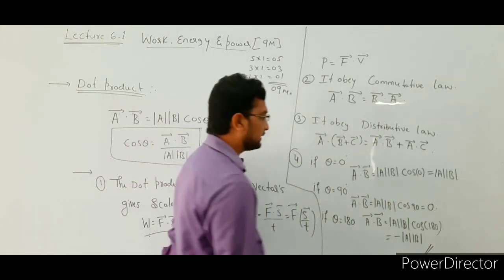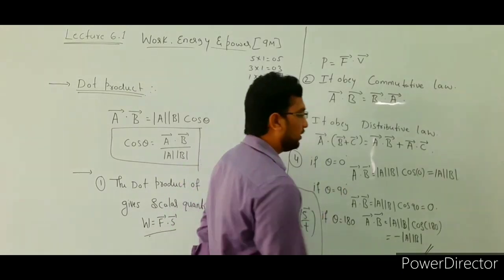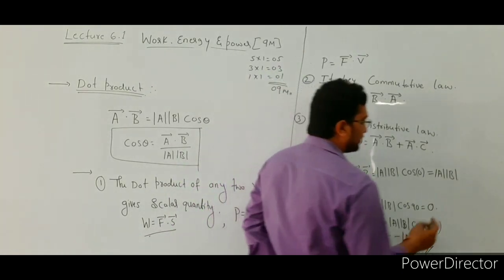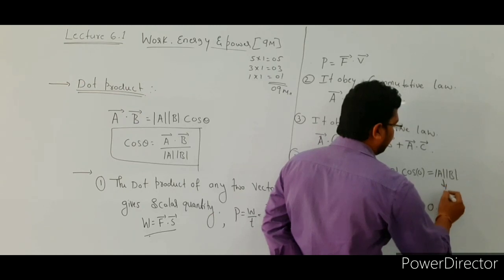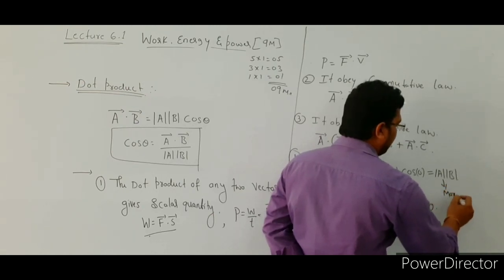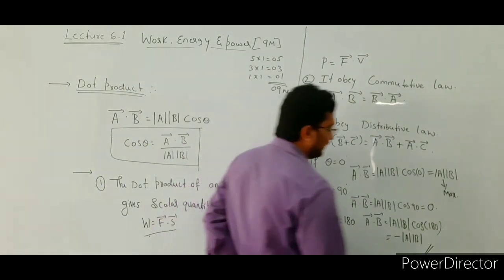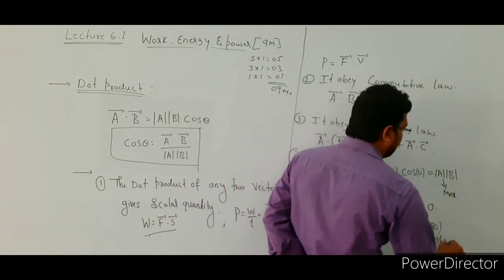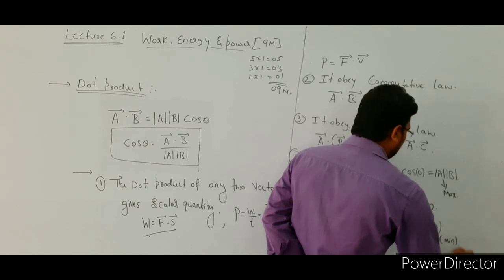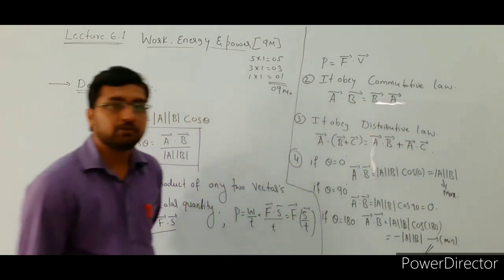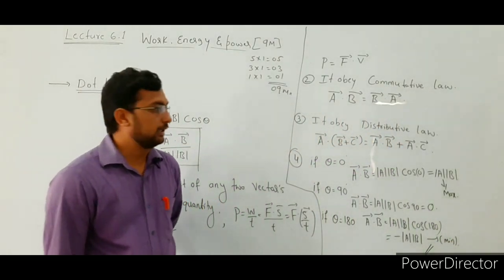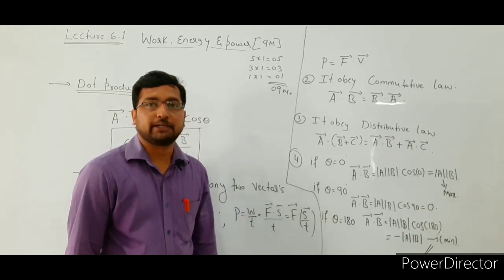See here, if theta is equal to 0, the dot product of these two vectors is maximum. If theta is equal to 180, the dot product of these two vectors is minimum. So this is the fourth property.